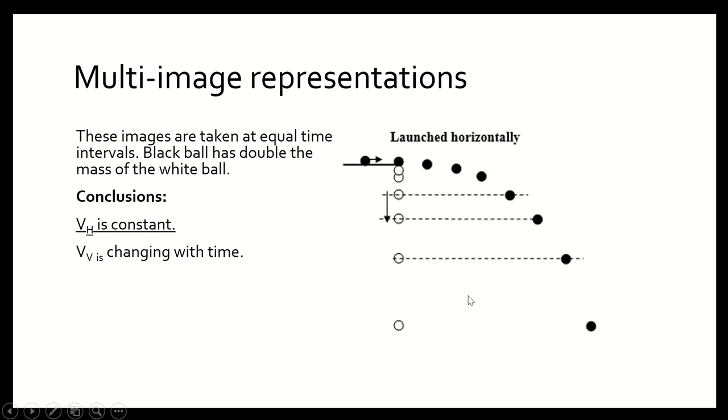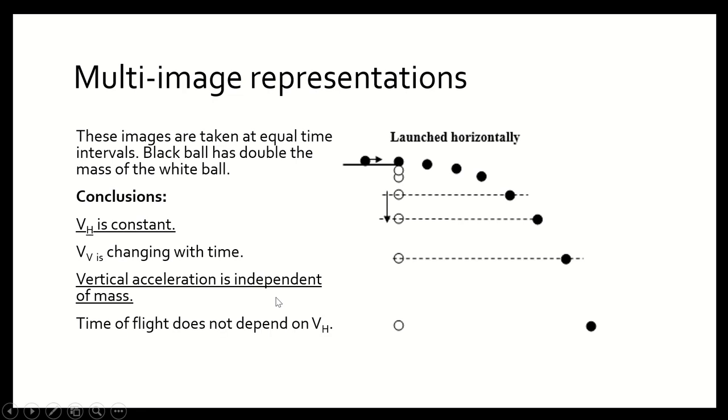We can also say that the vertical component of velocity is changing with time. If you look carefully, the ball is always spaced out the same amount horizontally and it's dropping by a changing amount vertically. So the vertical component is changing with time, but this vertical acceleration is completely independent of mass. So if you dropped a marble and you rolled a marble off at the same time, they're actually going to hit the ground at the exact same time because the vertical component is independent of mass.